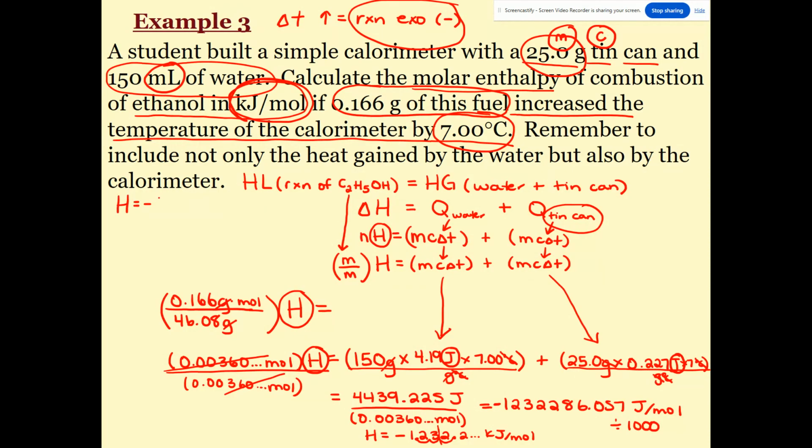It's going to be negative 1.23 times 10 to the power of 3. The 3 is how many places I move the decimal. And my units, you should always have units with your answer, are kilojoules per mole. So negative 1.23 times 10 to the power of 3 kilojoules per mole.